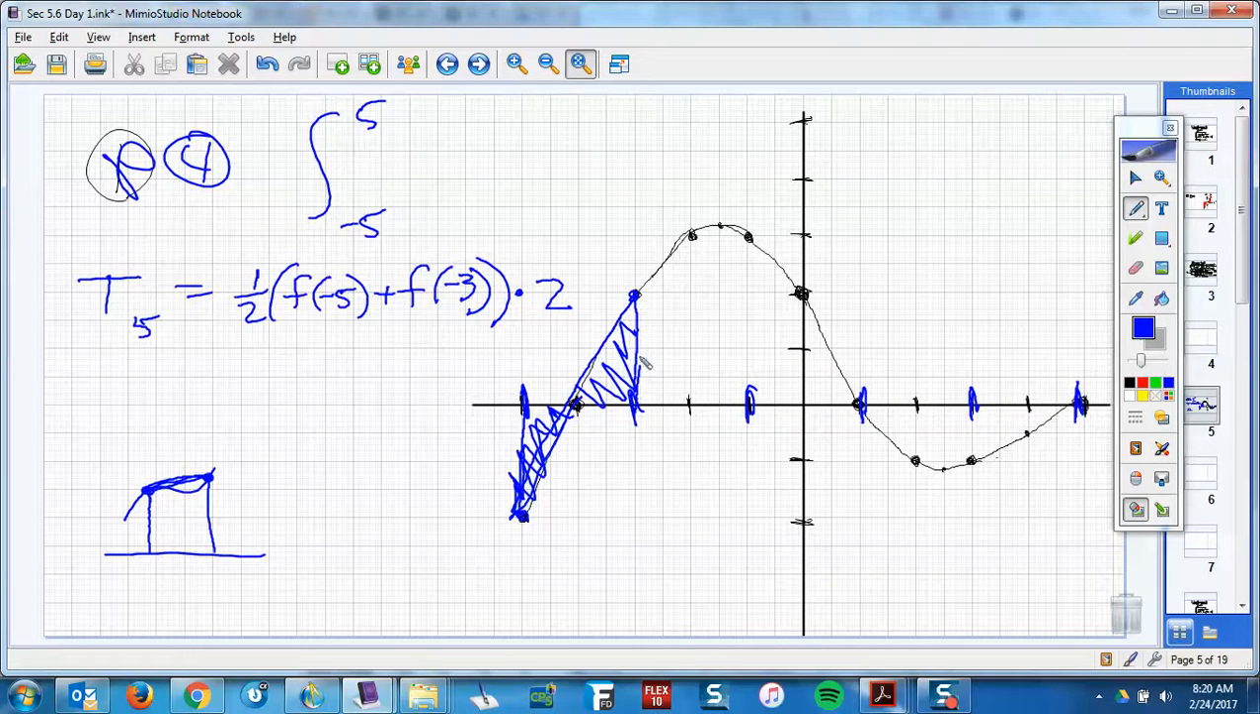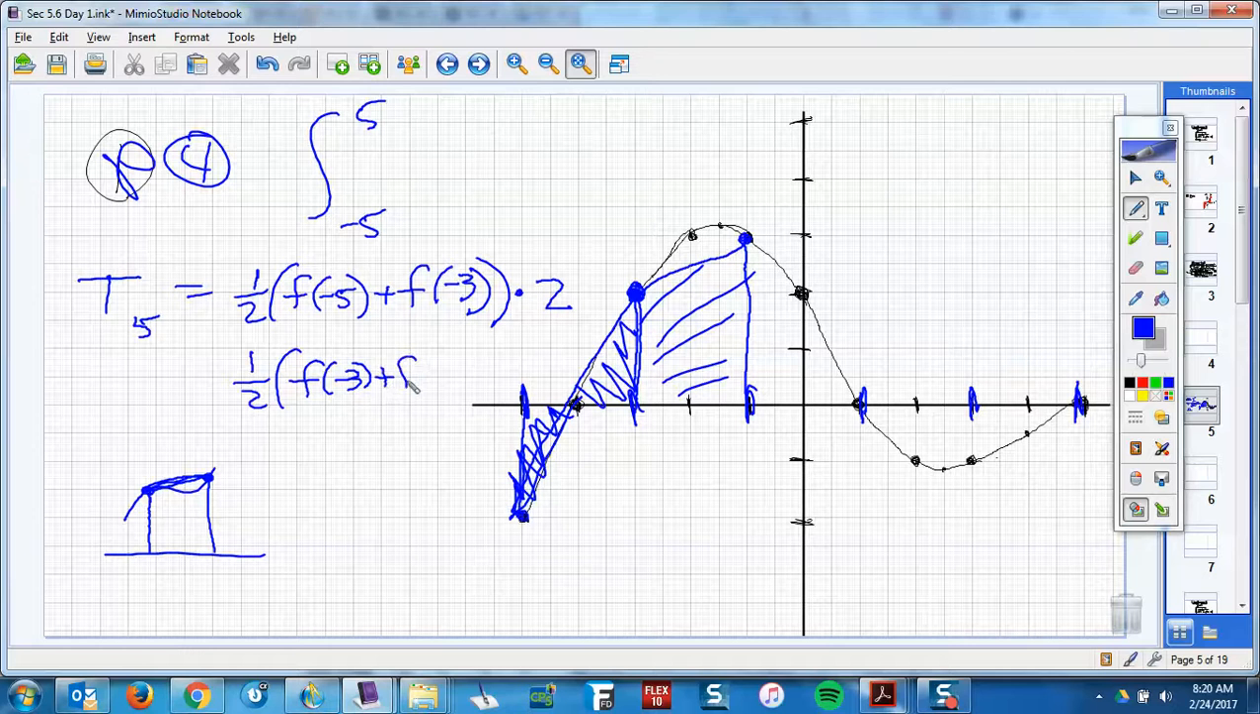Next trapezoid, you go left edge to the curve, you go right edge to the curve, and you connect them. That looks like a trapezoid. That one makes an actual trapezoid. But it doesn't matter. It's still the same formula. 1/2 f of negative 3 plus f of negative 1 times 2, right? And then, of course, you need to get those numbers and plug them in.